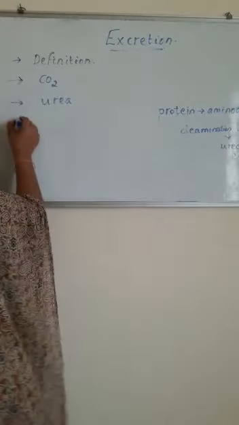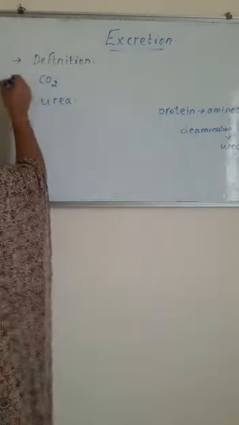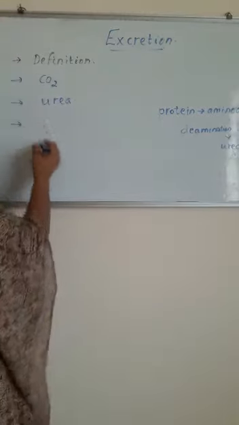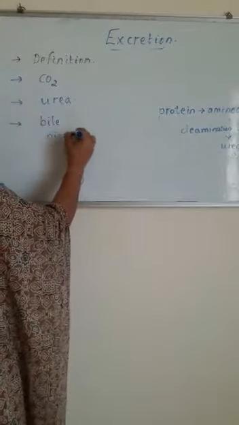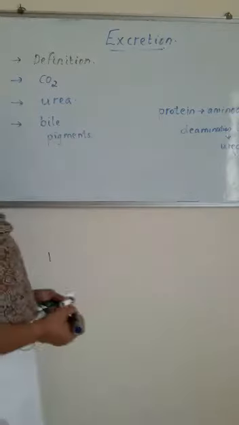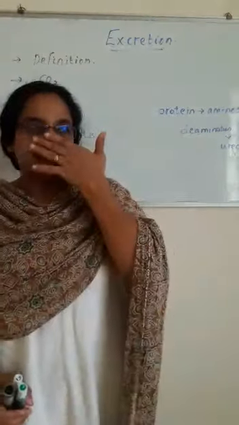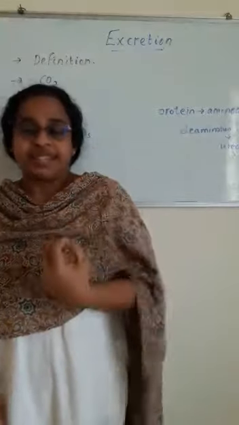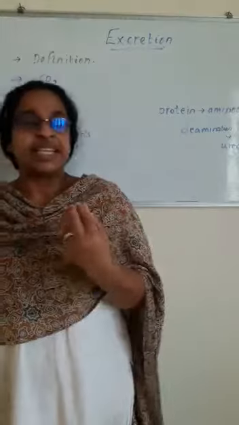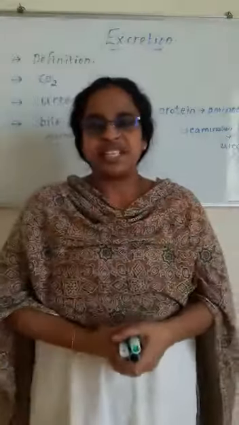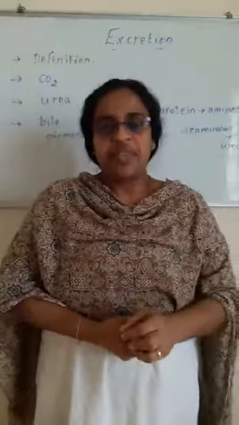And the third one we can say is bile pigments. You know what bile pigments are? The red blood cell doesn't have a nucleus and it stays around 120 days only. After that it will be dead. It will go to the liver.